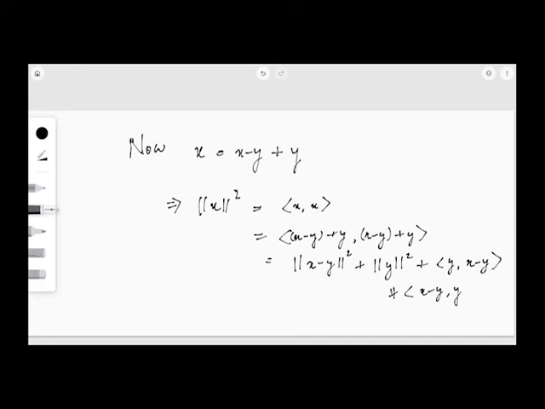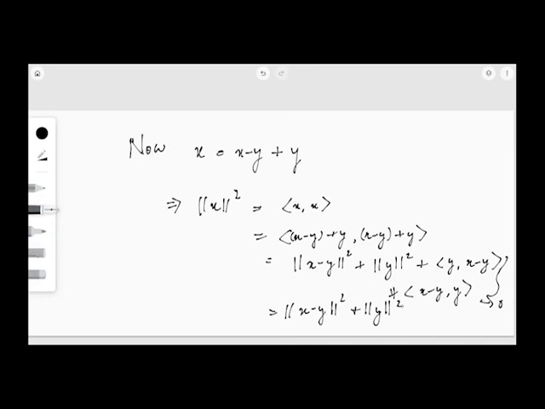Now we have seen in the previous proposition that x minus y is always orthogonal to L and y was an element of L, so these two terms will reduce to 0. So this will be equal to norm x minus y squared plus norm y squared. This is a continuation, something that we can deduce easily from the previous proposition.